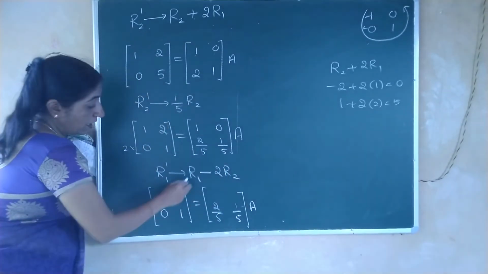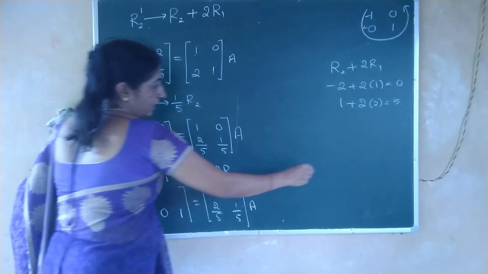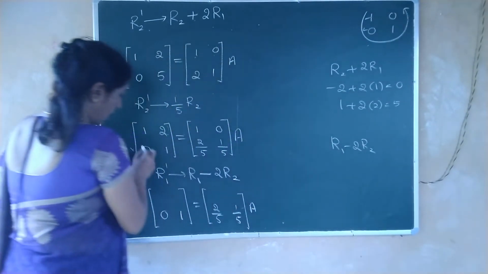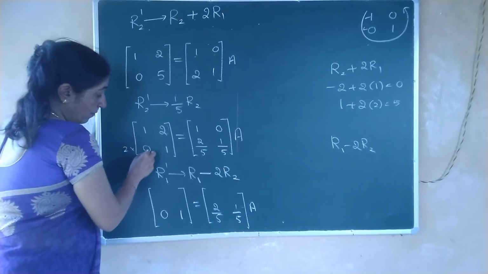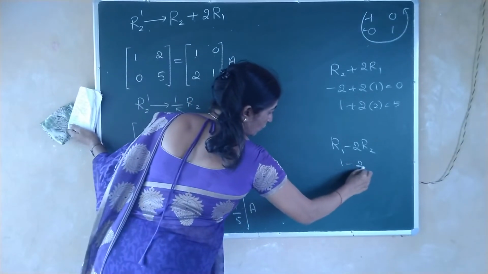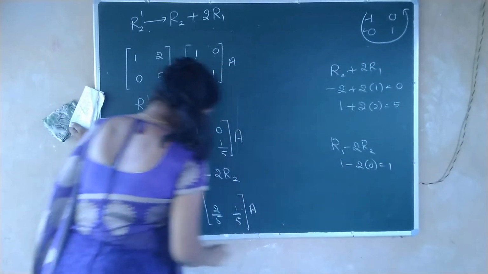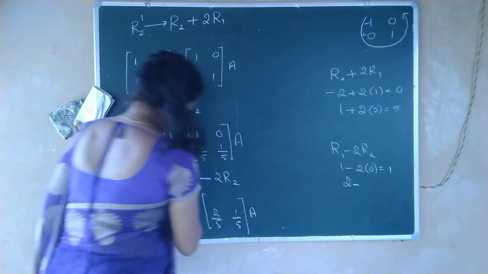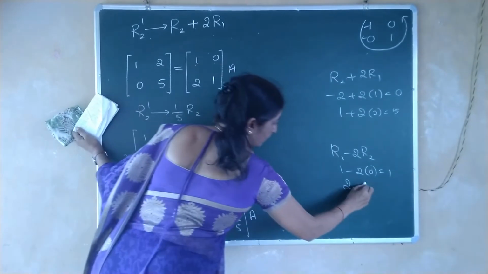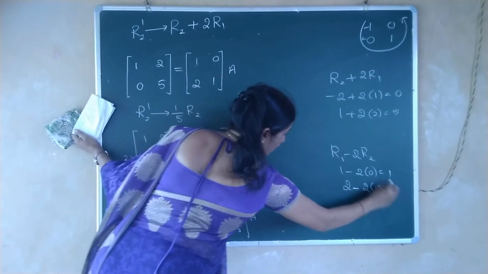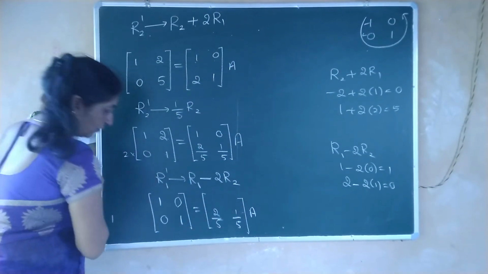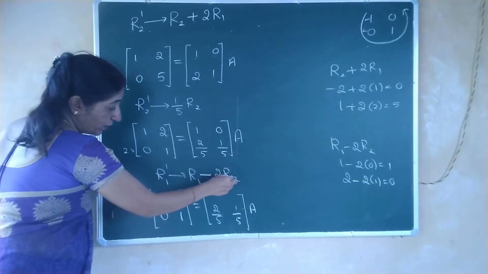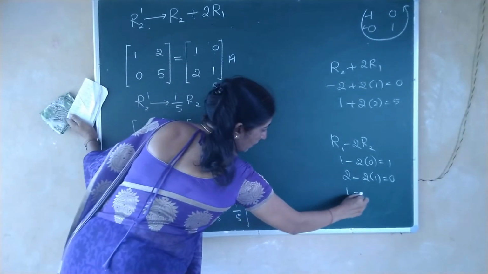Then R1 is what? 1. I am writing the operation here. R1 minus 2 into R2. R1 is 1 minus 2 into 0. That is 1. This is 1. Then 2. 2 minus 2 into 1. That is 0. This element is 0. Moving to this R1. R1 is 1 minus 2 into R2. R1 is 1 minus 2 as it is.